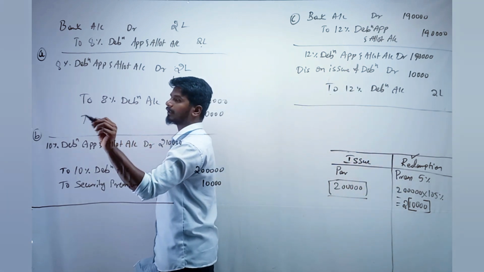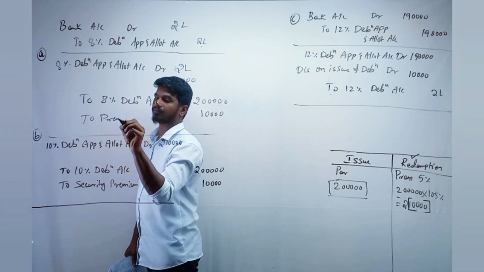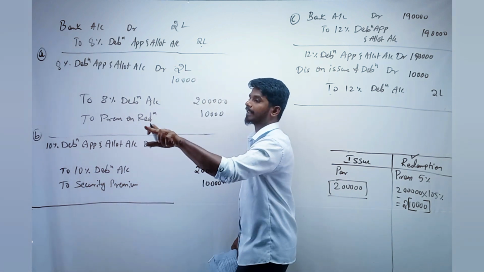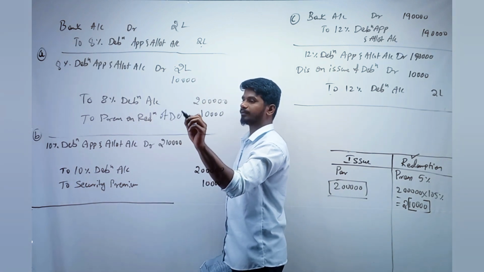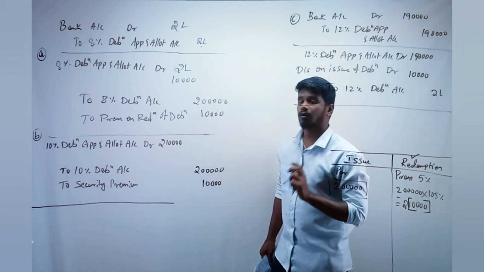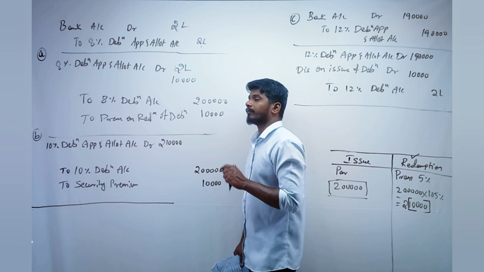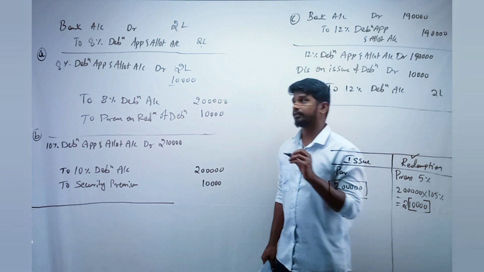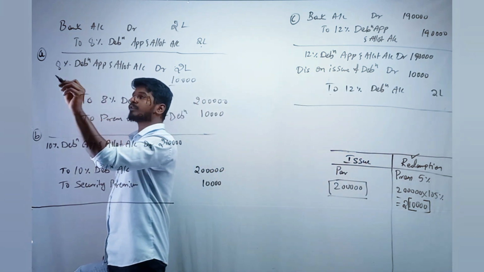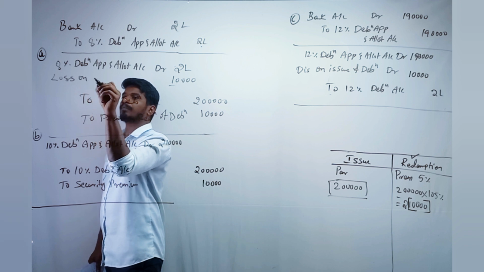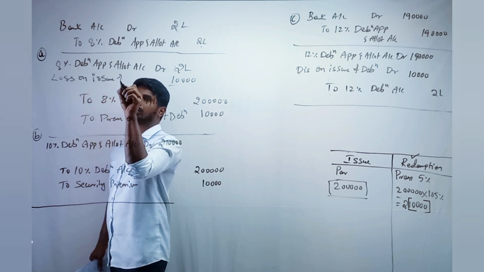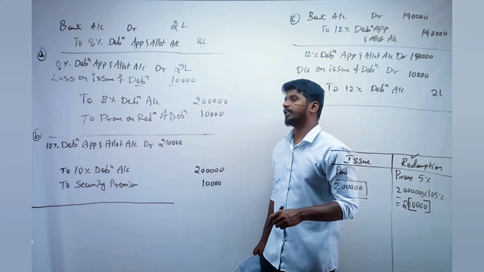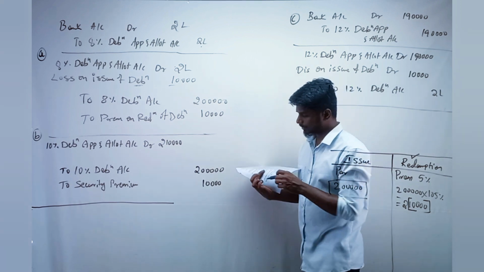So here I will write premium on redemption of debenture. So next what I will write here, just write loss on issue of debenture. That's it. Your 12 marks question is over.